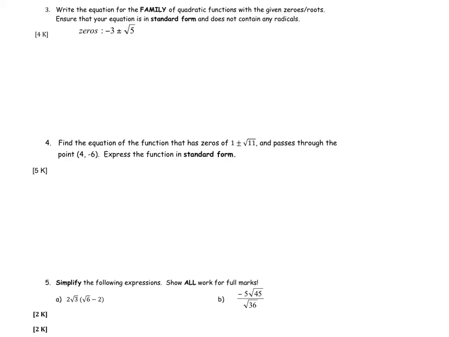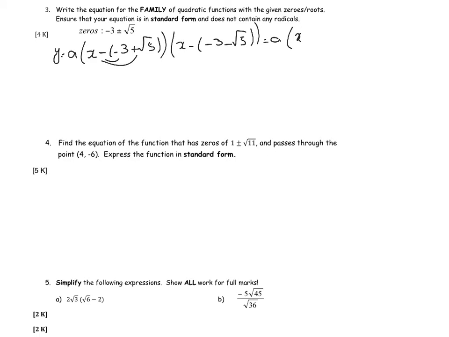The next question says, write the equation for the family of quadratic functions with the following zeros: negative 3 plus or minus square root of 5. So the family of quadratics becomes y is equal to a times (x minus the first root). So it's going to be x minus (negative 3 plus square root of 5) times x minus (negative 3 minus square root of 5), which is equal to a times x.